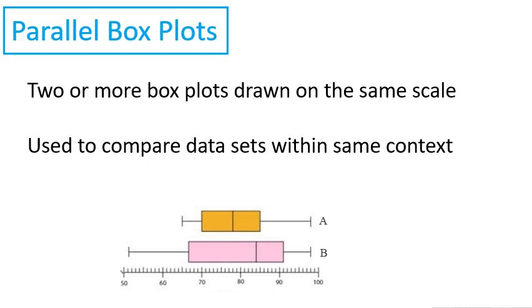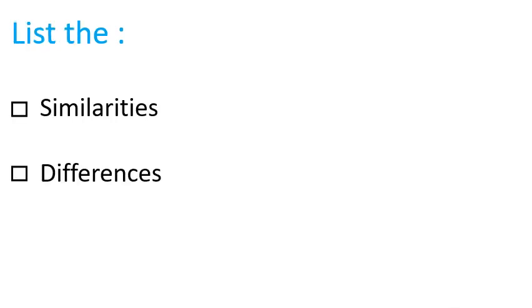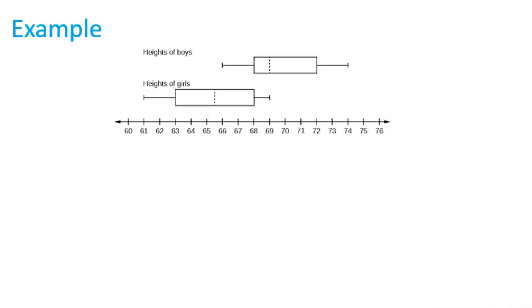So here, if we look at these parallel box plots, we can compare data set A and data set B. When comparing box plots, there's a number of different things we can look at. So the range and the interquartile range, so these are comparing the spread of the box plots, the median, so the middle of the two box plots, and the maximum and minimum values. When comparing box plots, it's important to list the similarities, so that's things that are the same, and also the differences. Let's try an example.